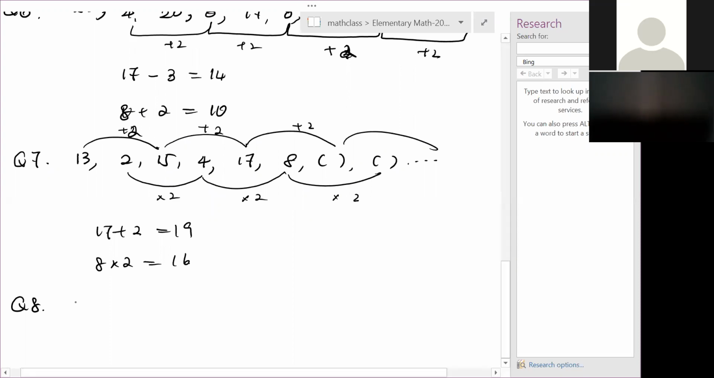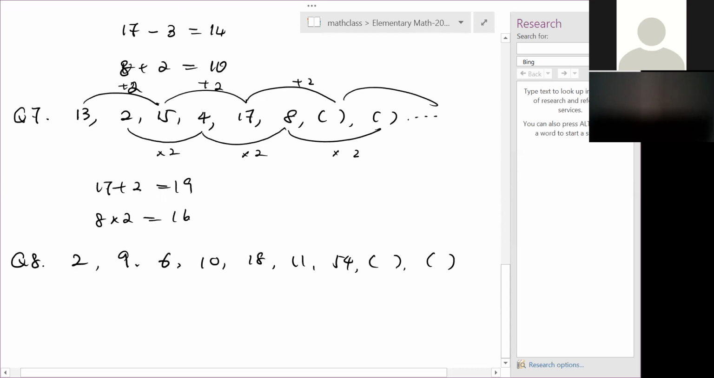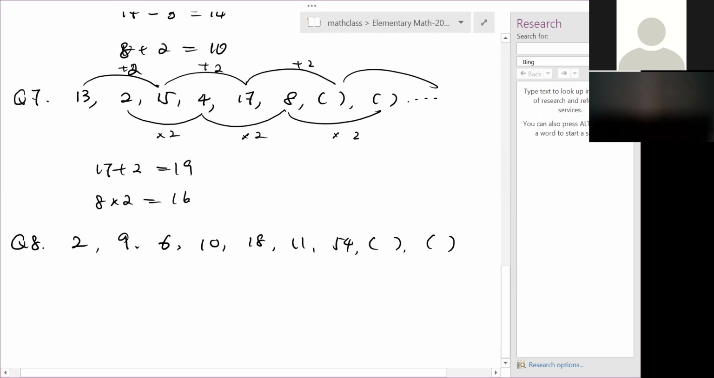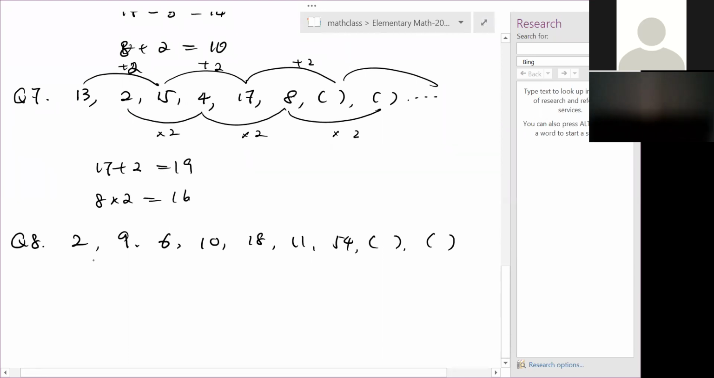Let's do one more problem. We still have time. 2, 9, 6, 10, 18, 11, 54, and try to figure out the last two numbers. Okay, so similarly, right? It's alternating, we call it an alternating series, okay?